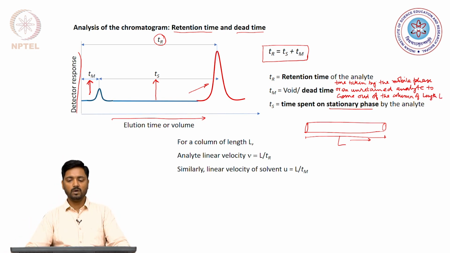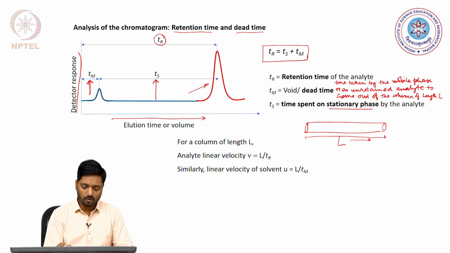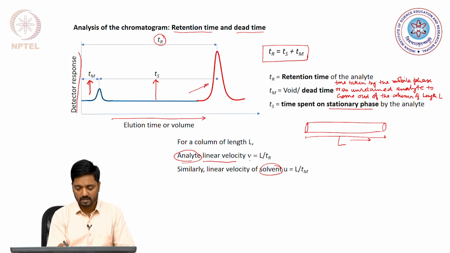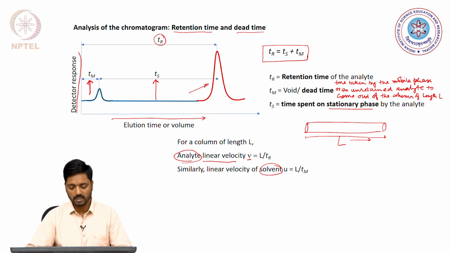So, obviously, the longer the column, the more time the analyte will take to come out, or the more would be its dead time. And we can also define what are known as the linear velocities of our analyte and of the solvent, and they are described by the term nu for the analyte and u for the solvent. So, we have the linear velocity for the analyte being described as the length of the column divided by the retention time of the analyte. So, this describes the average linear velocity of the analyte.